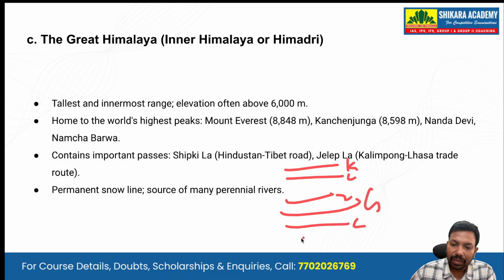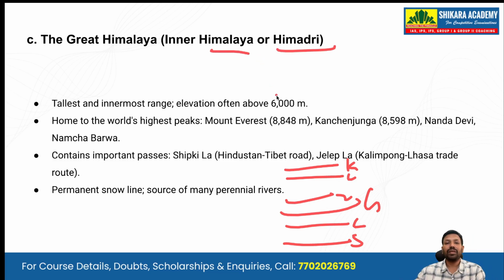Similarly, lower Himalayas, Shiwaliks in the south. So this will be almost like inner Himalayas or greater Himalayas or Himadri. Home to the world's highest peaks: Mount Everest, Kanchenjunga, Nanda Devi, Namcha Barwa. These are the major peaks. And important passes: Shipkila, Jalipla. These are a few passes.